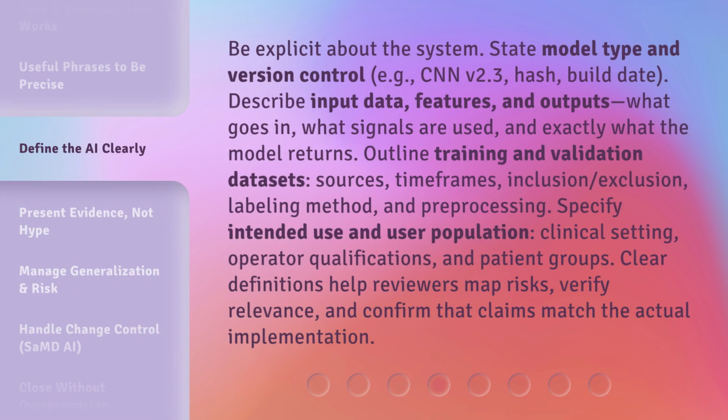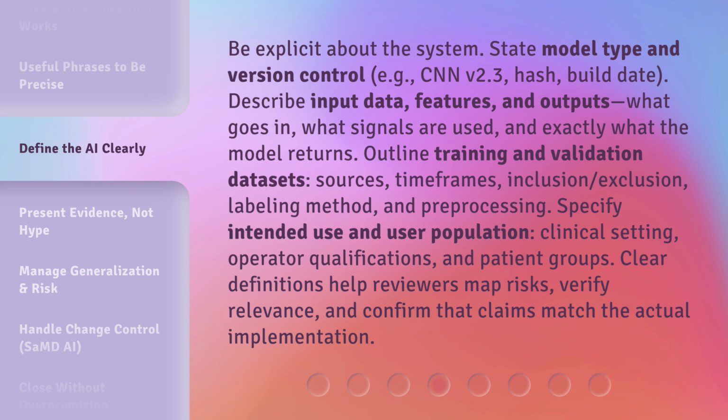Be explicit about the system. State model type and version control, e.g., CNN version 2.3, build date. Describe input data, features and outputs: what goes in, what signals are used, and exactly what the model returns.